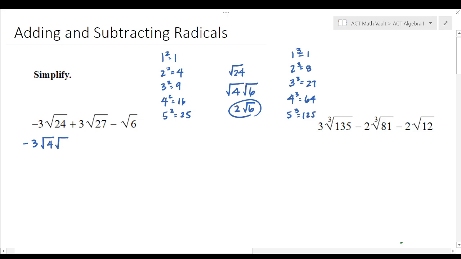Okay, so I'm going to choose for root 24, like I did before, the largest perfect square that can come out is a 4. What's left over when you pull a 4 out? 6. That's negative 3 times 2 root 6, which simplifies to negative 6 root 6. Remember that negative 3 on the outside, you multiply that in. Then this 3 comes down, just there for the ride next to the root 27. The root 27 is just 9 and 3. So that's 3 times 3 root 3, which is 9 root 3.